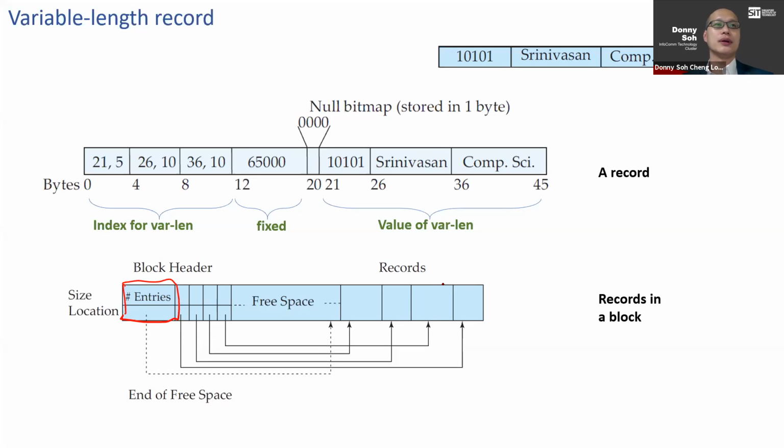So we have multiple records in a single block, and firstly, we store the number of entries that are in the single block, and we point it to the end of the so-called free space. So this is the number of entries, and we point it to the end of the free space.